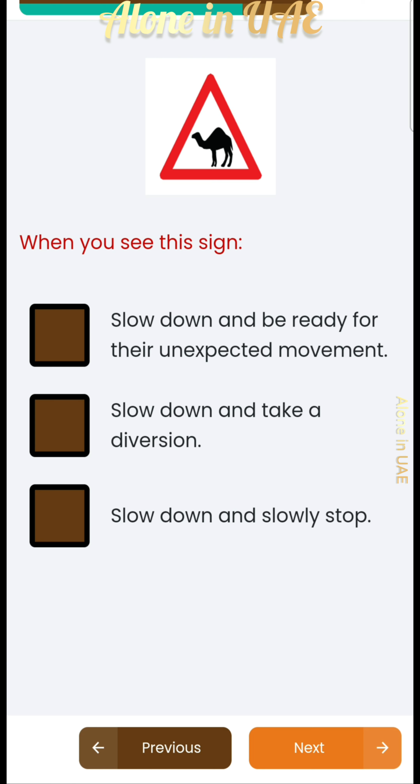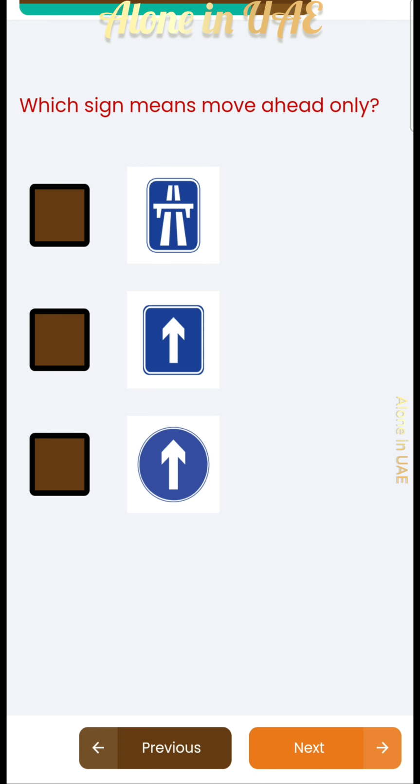When you see this sign, slow down and be ready for their unexpected movement. Which sign means move ahead only?